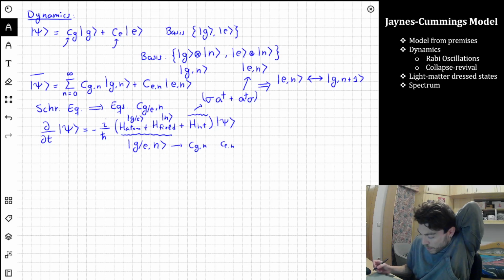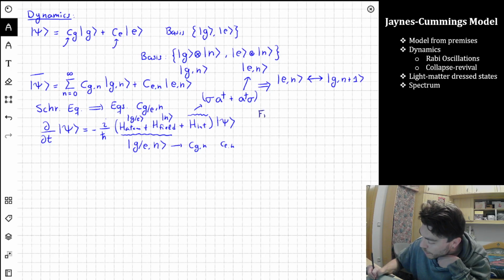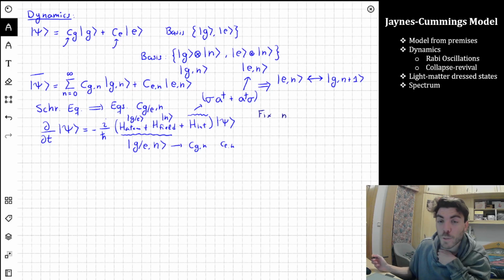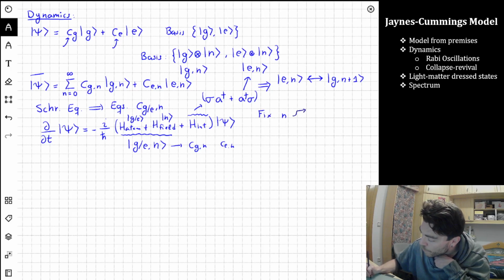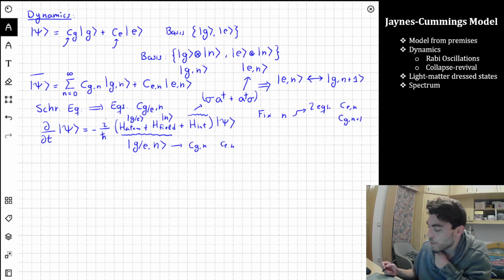So this means that we will have an infinite set of equations, but if we fix n, if we fix the number of photons in the cavity, then we would have two equations for the coefficients C E n and for the coefficients C G n plus 1. You can convince yourself by literally doing the math: applying the Hamiltonian to the wave function and writing the Schrödinger equation in these terms.